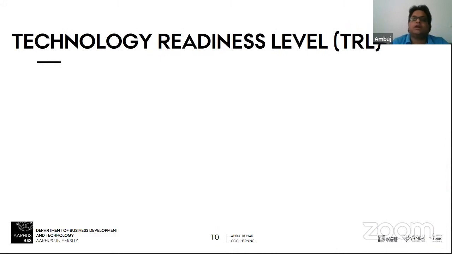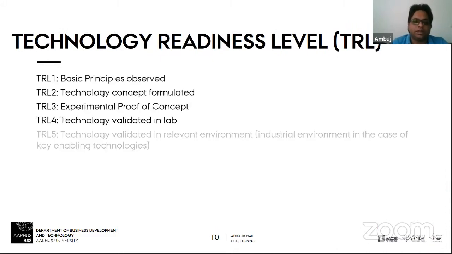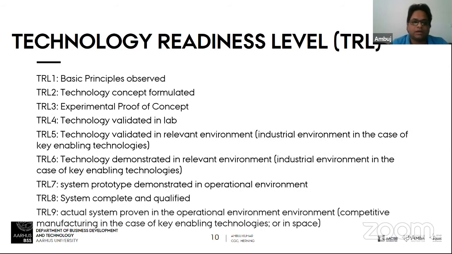So now I'll describe a few things about the TRL, what I said earlier. As you can see, the highest TRL, which is TRL9, is the actual system proven in the operational environment, like in manufacturing and key enabling technologies or in space. So it's when you have things actually in the market, manufactured and put into the market. This is what you call TRL9.